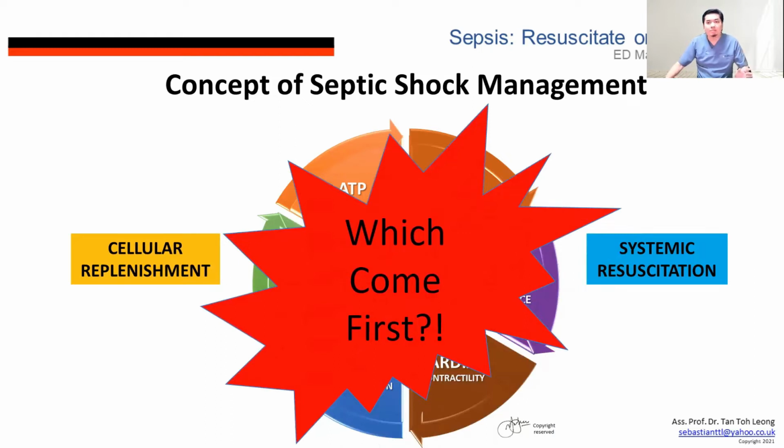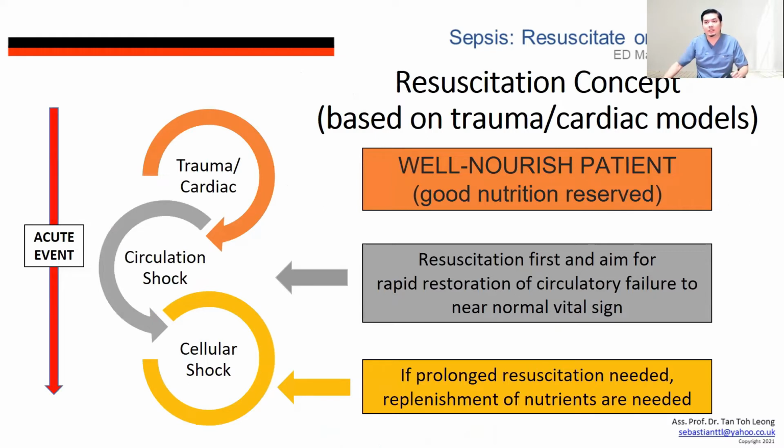So let me share with you a basic concept of resuscitation and shock. For this slide, I'll try to showcase what the resuscitation concept is. It usually is based on the trauma and cardiac model, due to an acute insult to the body, such as hemorrhage in trauma, or MI, which is a cardiogenic shock, immediately affecting the circulation and later leading to cellular shock. The circulatory shock needs to be attended first, aiming for rapid restoration of circulatory failure to near normal vital signs so that we can salvage the cell and not lead to cellular shock.